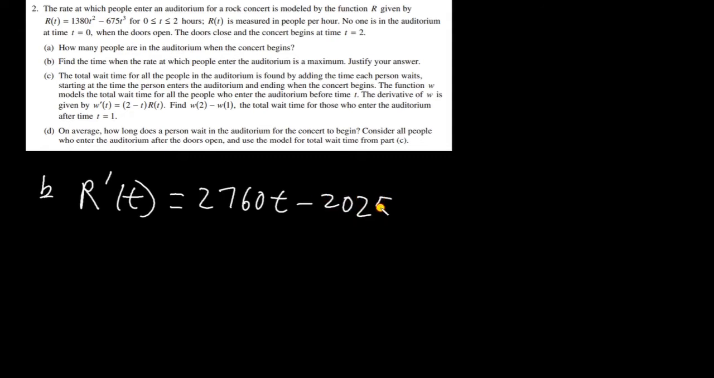So let's find the derivative. We have r prime of t. Using the power rule, we'll get 2,760 t minus 2,025 t squared. Now we've got to set this equal to 0, but we've got to do it on a new line. So I'll take this and set it equal to 0.